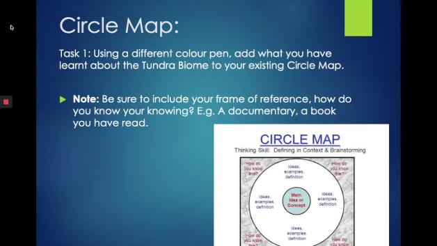For an example, you may have watched a documentary, read a book, maybe you've been to the tundra. Include all of these. If you can notice in the example that I've included, in the innermost circle is your main idea, which would be your tundra, and in the outer circle are all your examples, the things that define what the tundra is, and in the outermost square is your frame of reference. Thank you, girls.